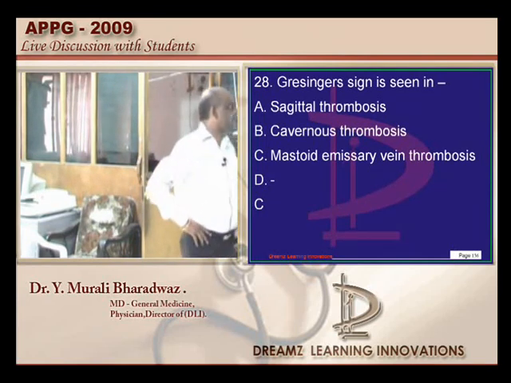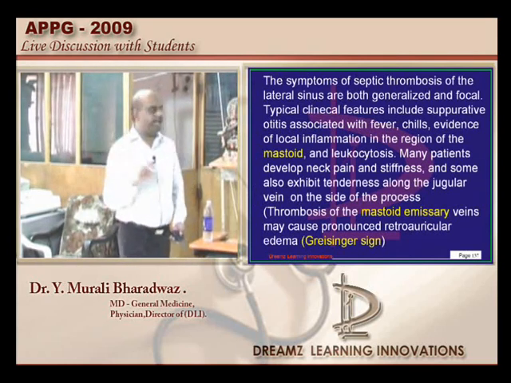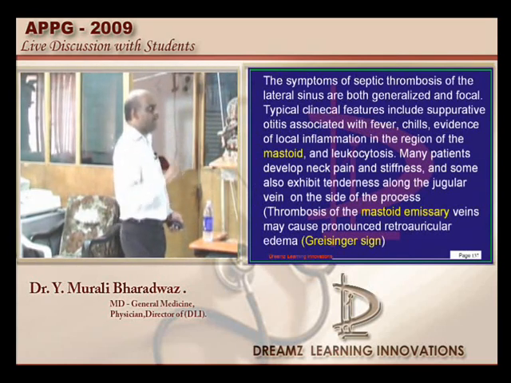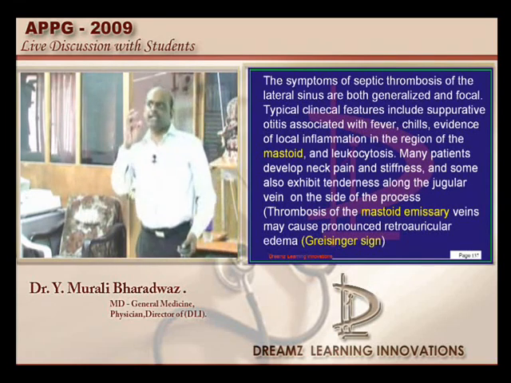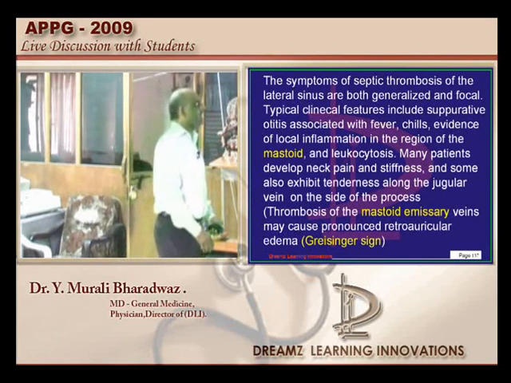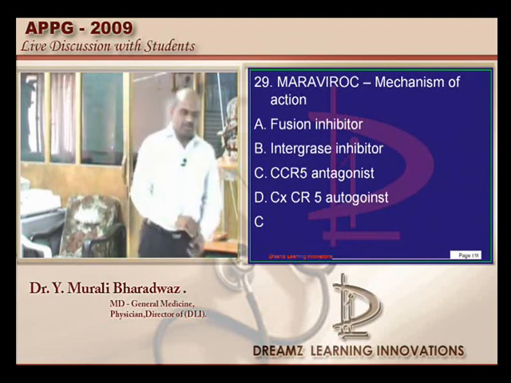Another biscuit question, I am very sure you answered. So it is in the septic thrombosis of the lateral sinus, there is a thrombosis of the mastoid emissary veins, and that leads to a retroauricular edema, which is basically called Griesinger's sign, is what needs to be remembered. What is Maraviroc? This can be a bouncer.